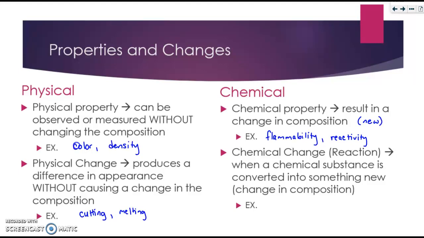And a chemical change or a chemical reaction is when a chemical substance is converted into something new. So again, we are changing the composition. For example, when we burn something, if you're eating food and your body is digesting it, if something rusts, if you're cooking, all of those are examples of chemical changes.